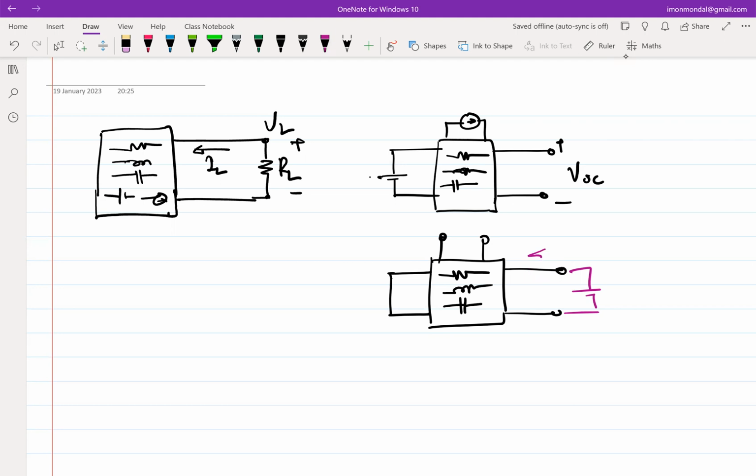But there are sources inside the network. There are no sources inside the network. I have nulled it. Right? So all the current sources have been opened and the voltage sources have been shorted.